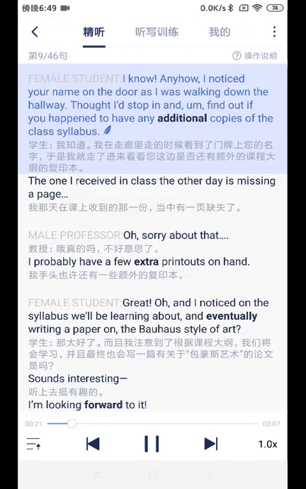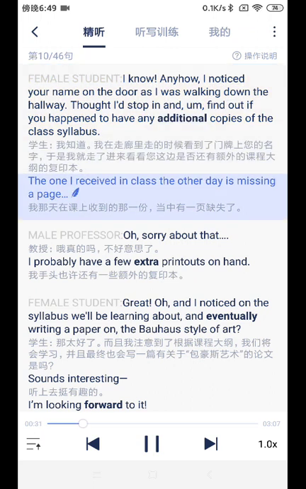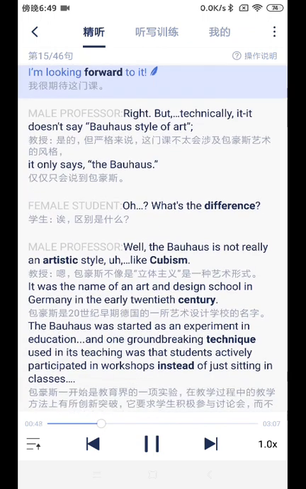I know. Anyhow, I noticed your name on the door as I was walking down the hallway. Thought I'd stop in and find out if you happen to have any additional copies of the class syllabus. The one I received in class the other day is missing a page. Oh, sorry about that. I probably have a few extra printouts on hand. Great! Oh, and I noticed on the syllabus we'll be learning about, and eventually writing a paper on, the Bauhaus style of art. Sounds interesting. I'm looking forward to it.